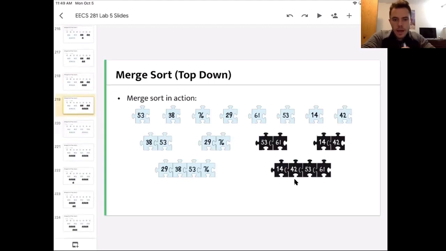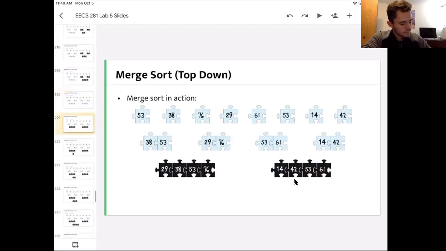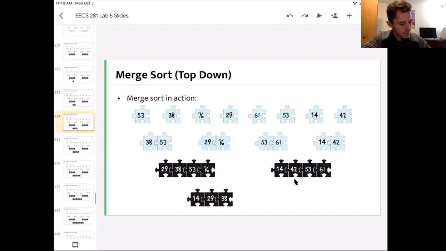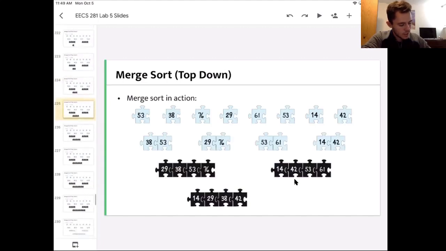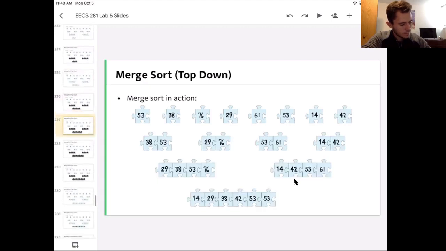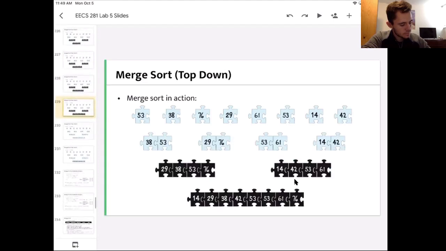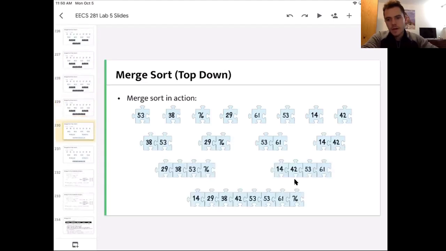All right, so now we only have 2 arrays, right? Both of these arrays are sorted, and we just need to lastly merge these two together. So we're going to walk 2 pointers across, keep pushing on the smallest element, move across the arrays. And then we have our completed sorted array, right?